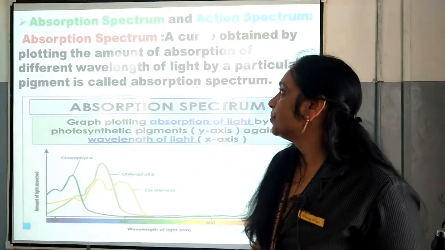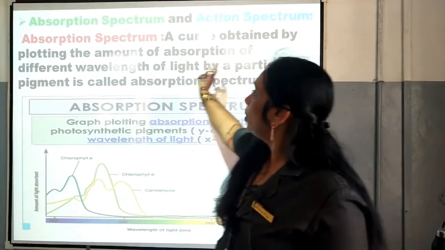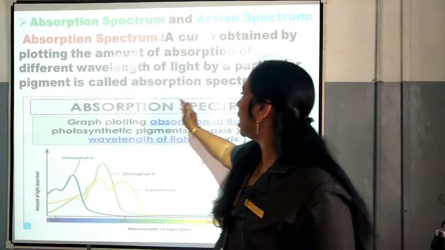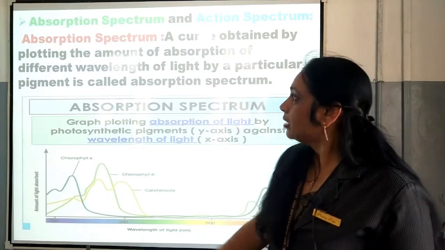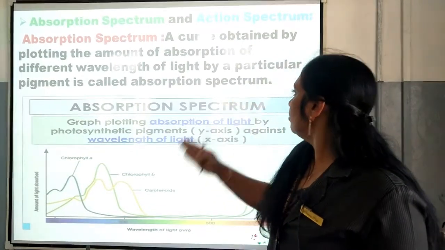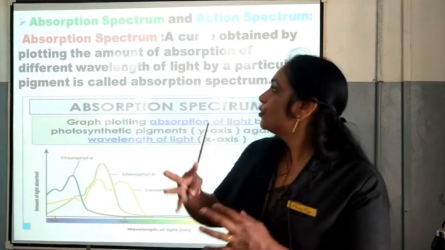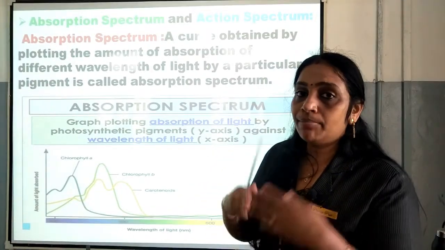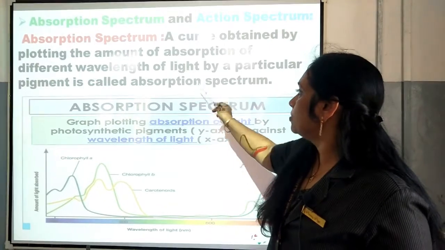Now the next topic is absorption spectrum and action spectrum, which is connected to photosynthesis. First one is absorption spectrum. A curve obtained by plotting the amount of absorption of different wavelengths of light by a particular pigment is called absorption spectrum. So what is absorption spectrum? It is a graphical representation where the amount of absorption of different wavelengths of light by a particular pigment is plotted in the form of a graph. That is called absorption spectrum.